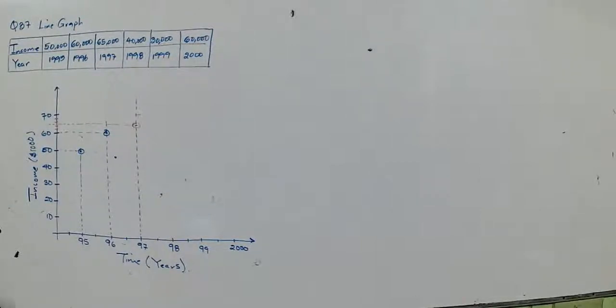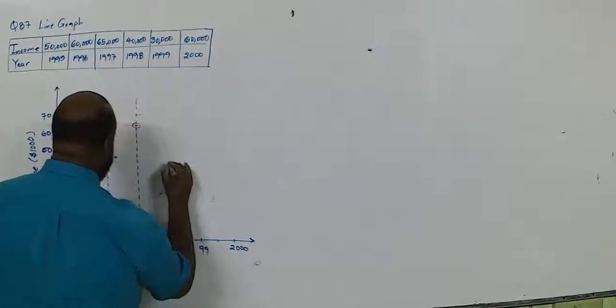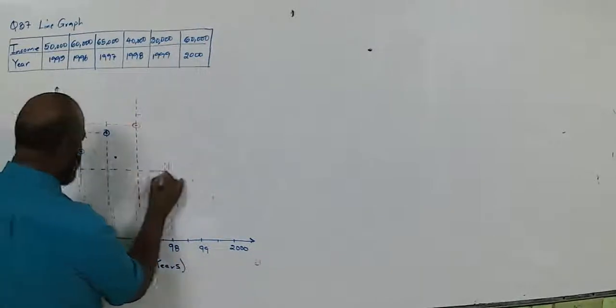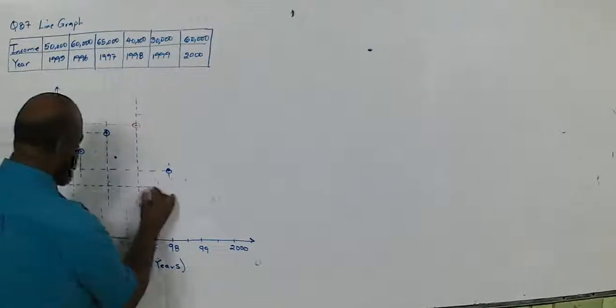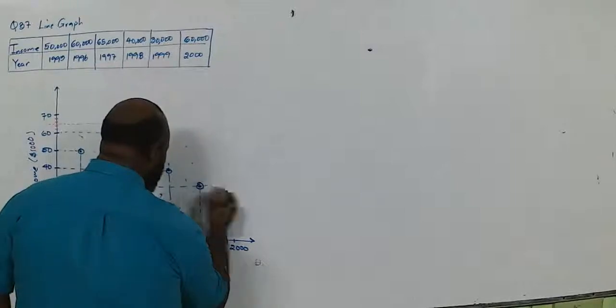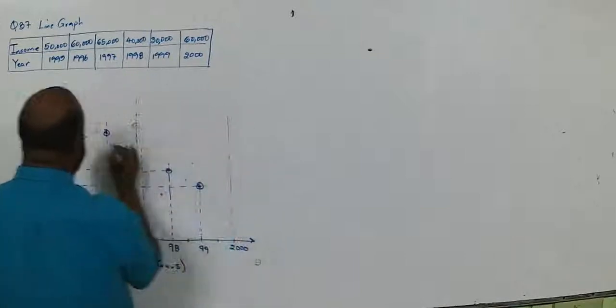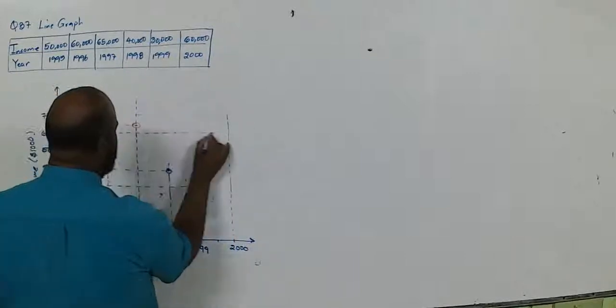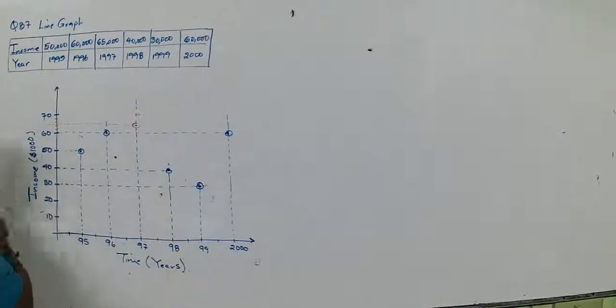The next one, 98 corresponds to what? 40,000. 99 corresponds to what? 30,000. And 2000 corresponds to what? 60,000. Alright. That's what I have so far.